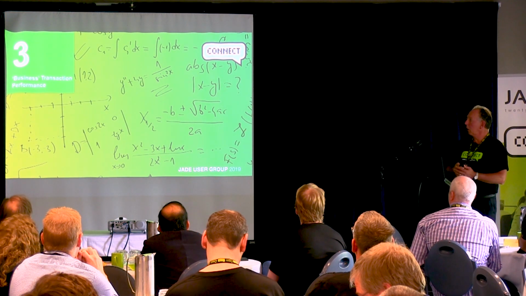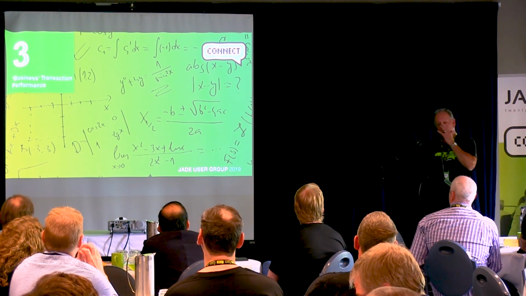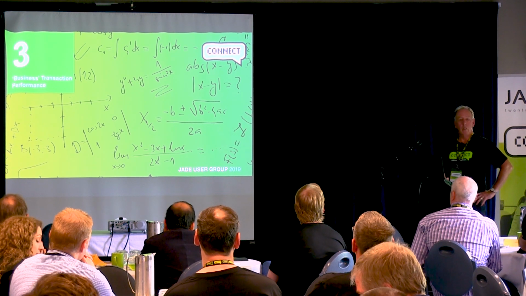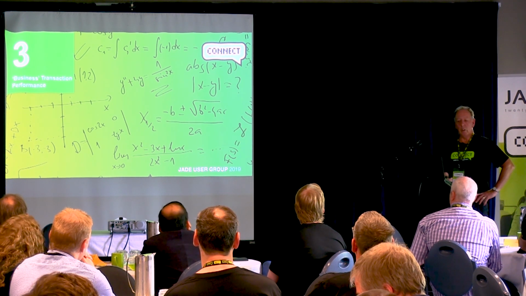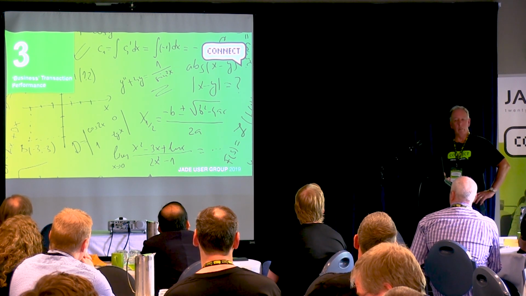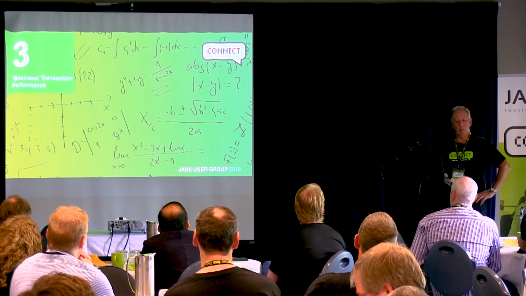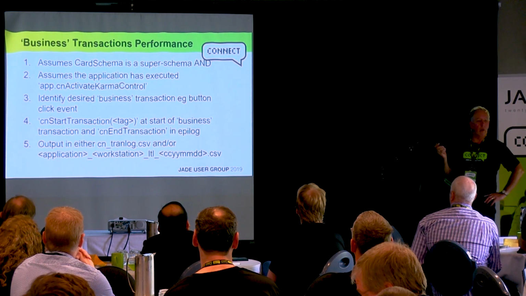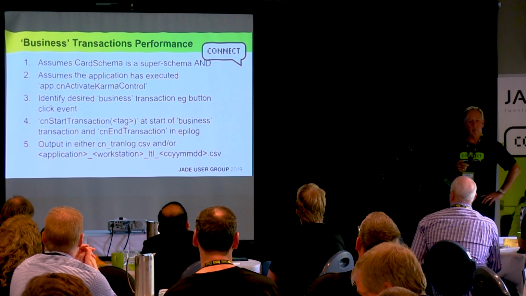Okay, the next thing is the business transaction performance. Card schema allows you, with a couple of method calls, to instrument your transactions. Now, a business transaction is not a database transaction. In fact, you may not even execute a begin or commit transaction. It's like something like a click event, or a web request, or a report cycle.